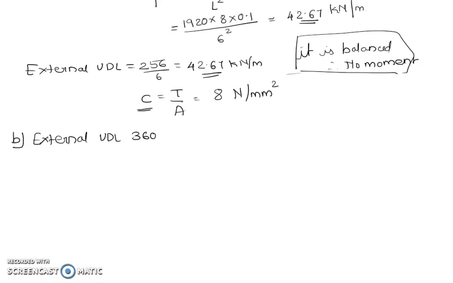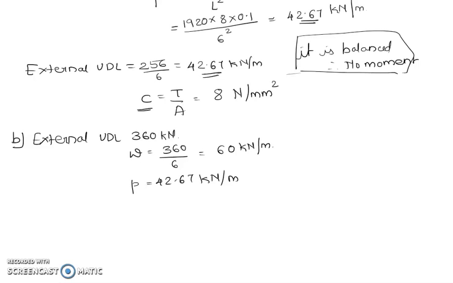as 360 kilonewton. So if the external UDL is this, we will calculate small w, that is 360 divided by 6, which is equal to 60 kilonewton per meter. Now we will have to see the difference of the internal and external. Internal is the upward force that we have already calculated, the value of P, which is equal to 42.67 kilonewton per meter. So we will have to design this for the difference of 60 minus 42.67.